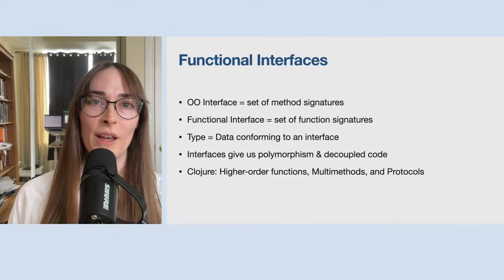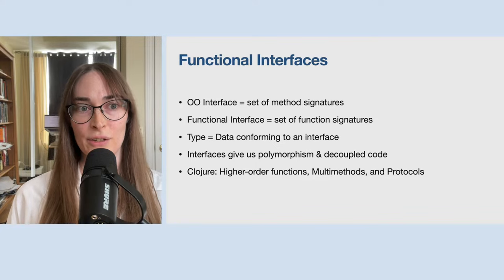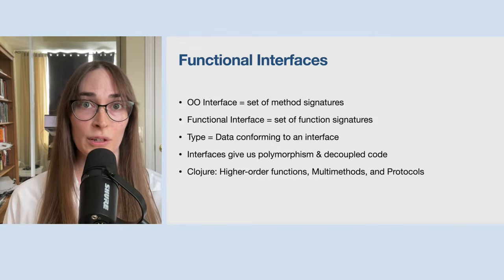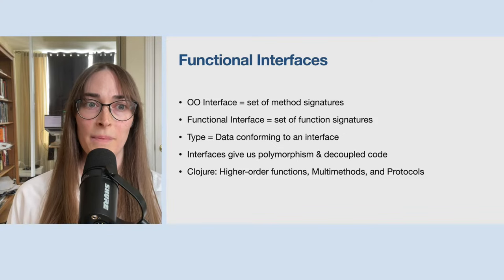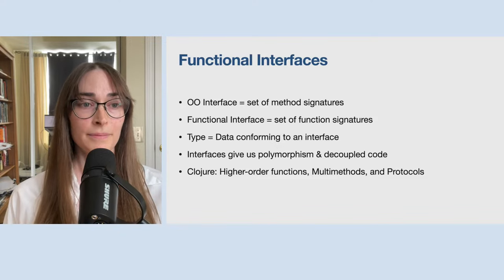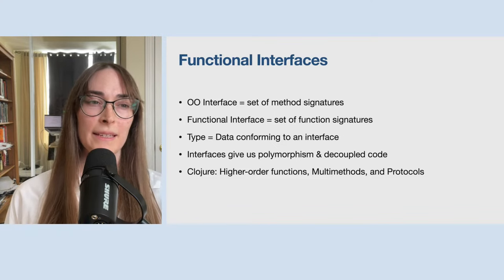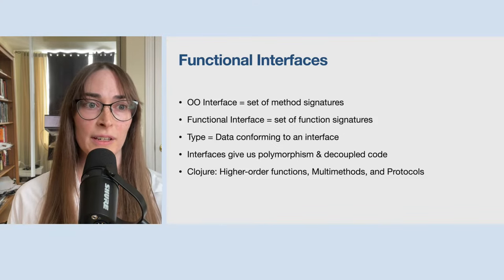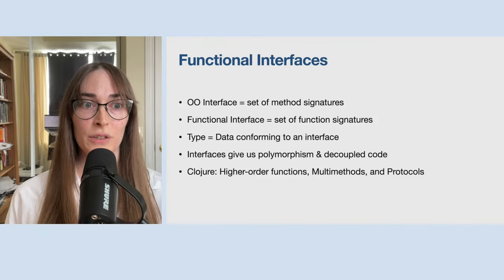So what is a functional interface? Well, an object-oriented interface is a set of method signatures. That is the method parameters and its return value. So I guess the analog we can think of as a functional interface is a set of function signatures. Or as I like to say, a bag of functions. Notice there's no interface construct here that I'm talking about specifically. A type conforms to an interface, or is just a bag of functions.